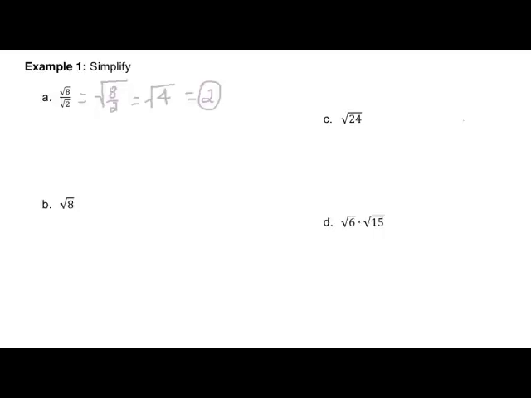For part B, we have the square root of 8. This is where prime factorization comes into play. Now the method I want to show you is what we call the birthday cake method. So we're going to start with our number at the bottom, so that's 8, and we're looking for prime numbers that are divisible into 8. So we know that 8 is divisible by 2. Now remember, prime numbers are numbers like 2, 3, 5, 7, 11, 13. So we're looking for prime numbers that divide into our number.